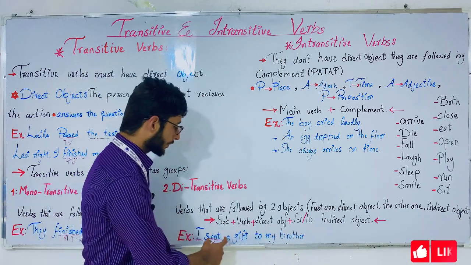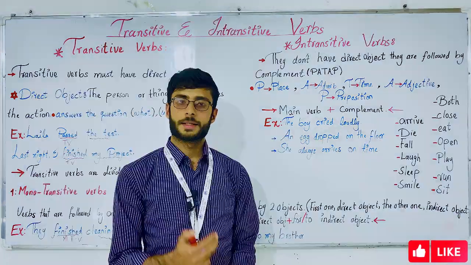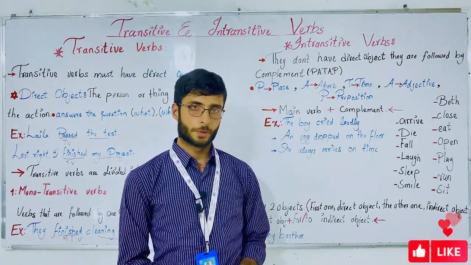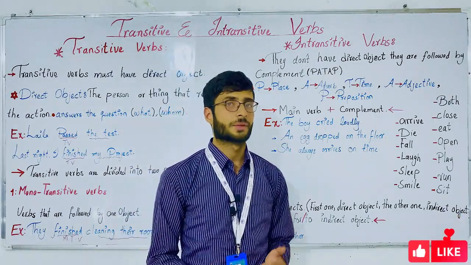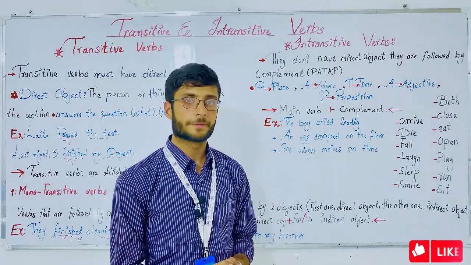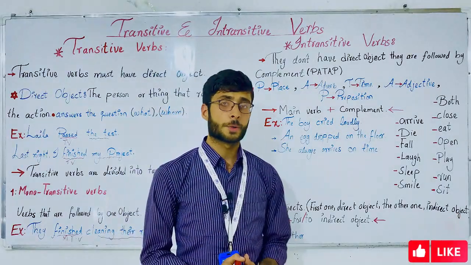Whom for indirect object, and I said what? A gift. This was about transitive verbs. Now it is time to learn about the second type. It's called intransitive verbs. What are intransitive verbs?